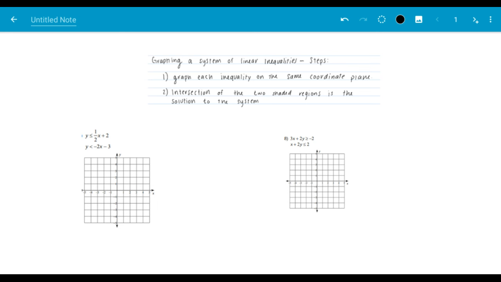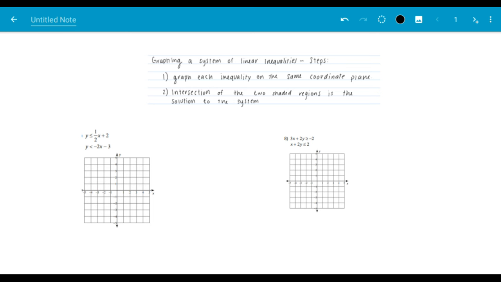Here is part 1 of lesson 18.1 examples. We are graphing systems of linear inequalities. So we got to go back to graphing our linear inequalities. So what those steps were.